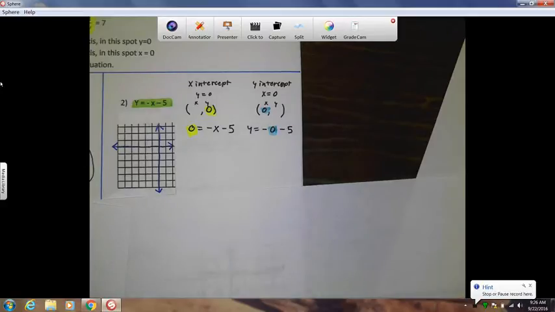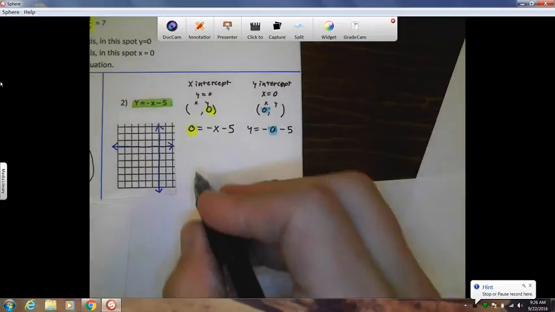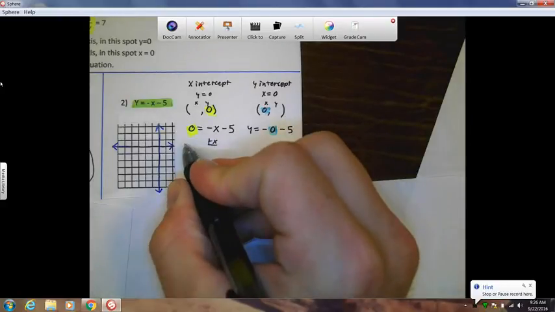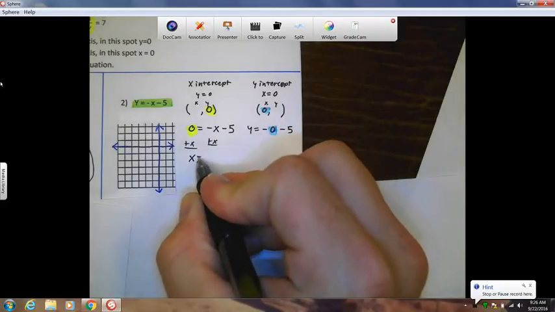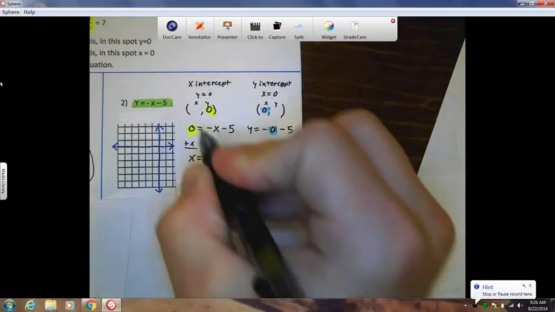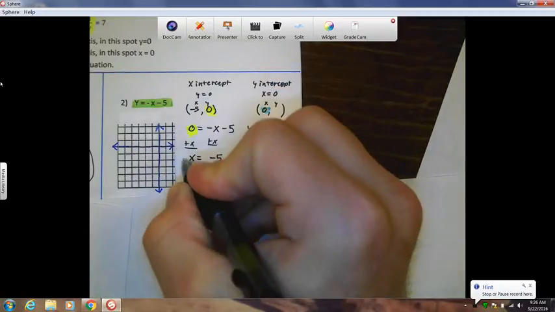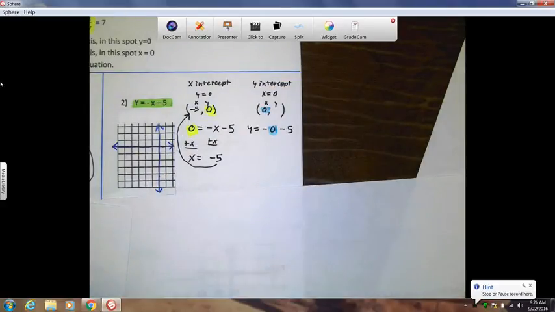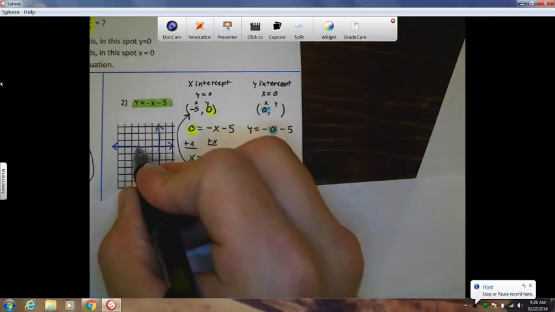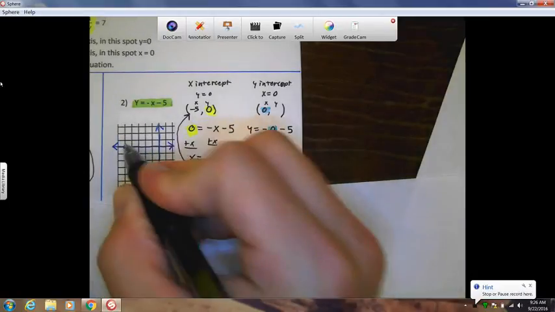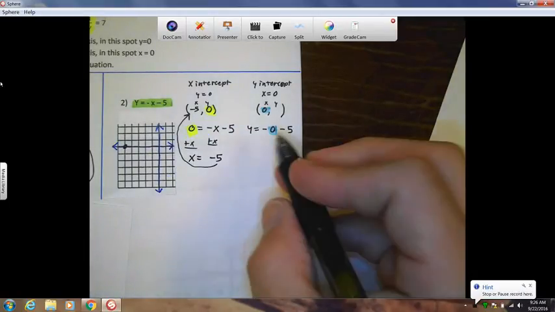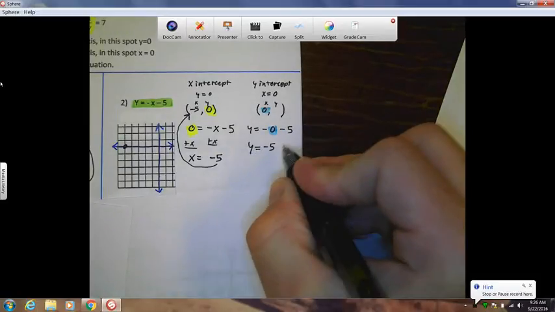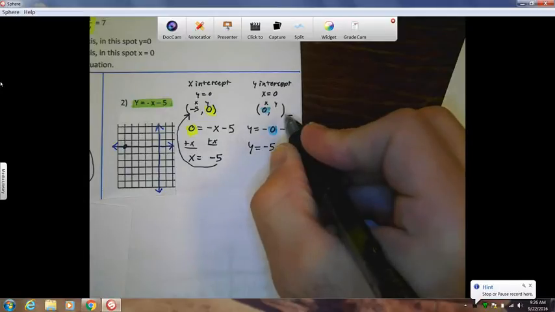So in this case, I have opposite of x plus 5 equals 0. So I'm going to add x to both sides. So x is equal to -5. So I have the point -5, 0, which is right there. Can do it over here. Y is equal to -0 minus 5, so y is equal to -5. So I have the point 0, -5.